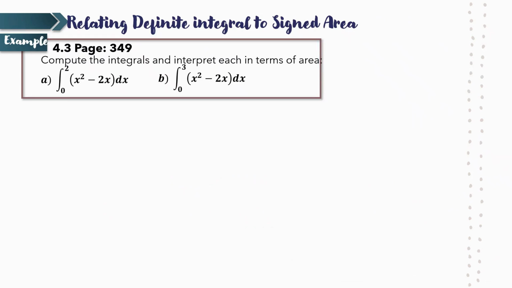If you note, this question is a definite integral. So when you enter it in the calculator, what will you get for 0 to 2? You will get negative 4 by 3.